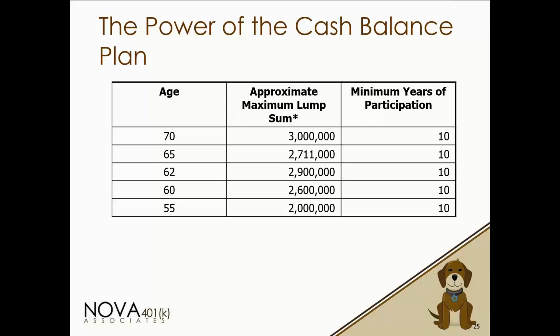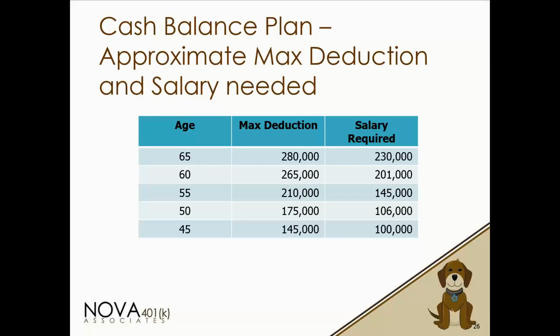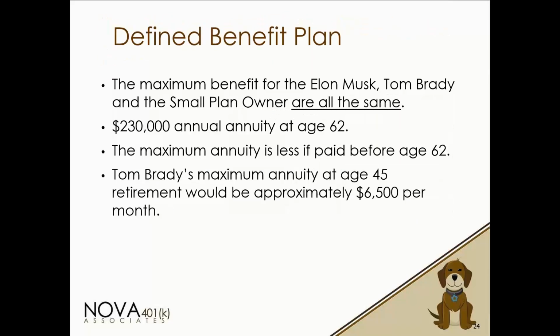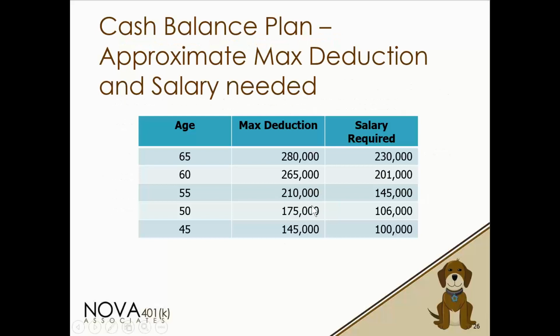And then this chart basically will show the maximum deduction at any given age. If you came to NOVA with a plan sponsor age 55, if the salary was at least $145,000, we could probably get you a deduction for that client of about $210,000 a year. There's a chart that the salesmen have that they can share with you, so you can get an idea of what kind of deduction you can get for your clients.